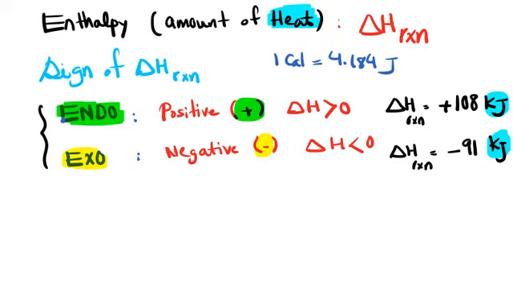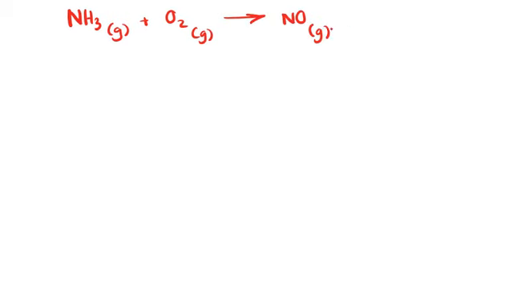First, let me work on this reaction. Assume that we have this reaction. Ammonia gas reacts with oxygen to produce nitrogen monoxide and H2O. Let me balance this reaction. You know how to balance this reaction. I'm sure you already watched my previous videos regarding how to balance chemical reactions. So we have these coefficients. And let me write that one as a gas as well.